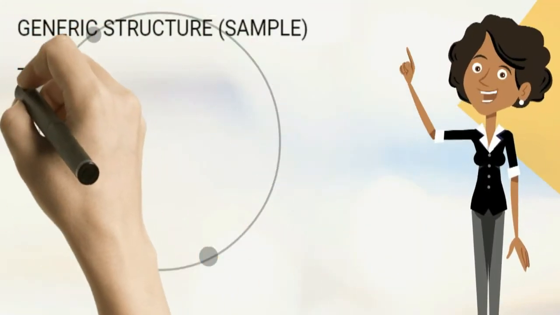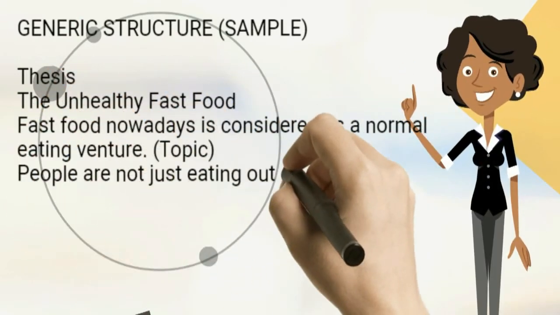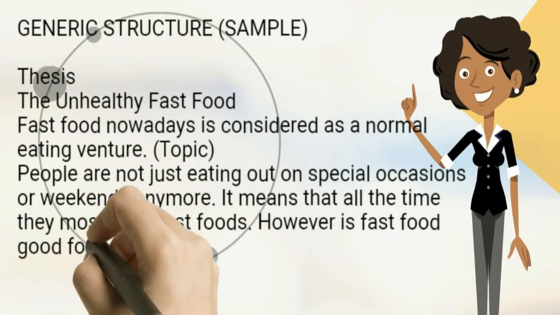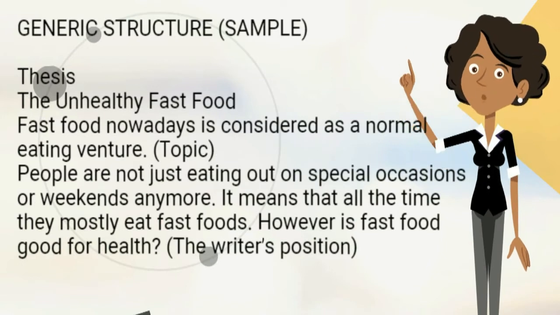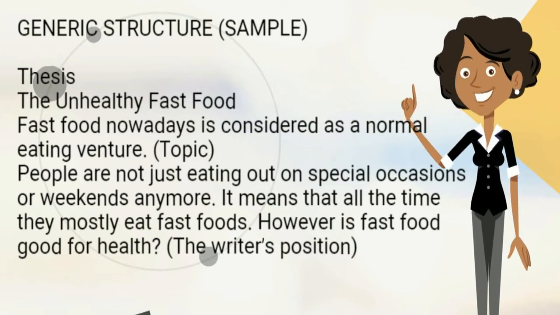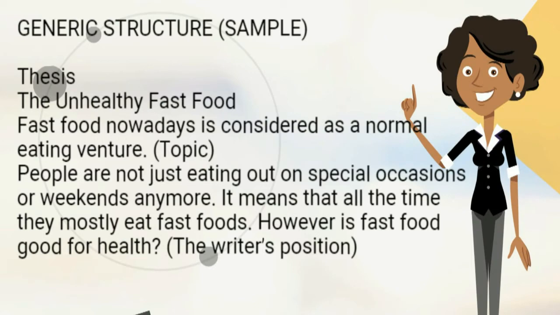Generic structure sample. The unhealthy fast food. Title. Fast food nowadays is considered as a normal eating venture. People are not just eating out on special occasions or weekends anymore. It means that all the time they mostly eat fast foods. However, is fast food good for health? Thesis. Topic: The writer's position.